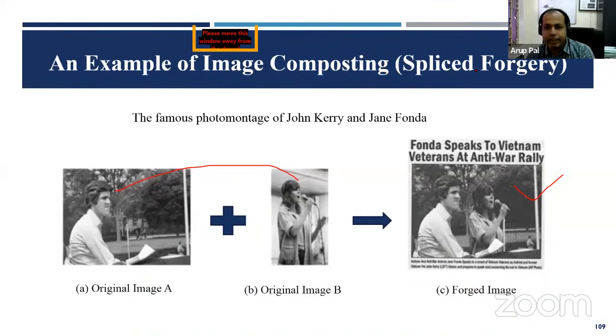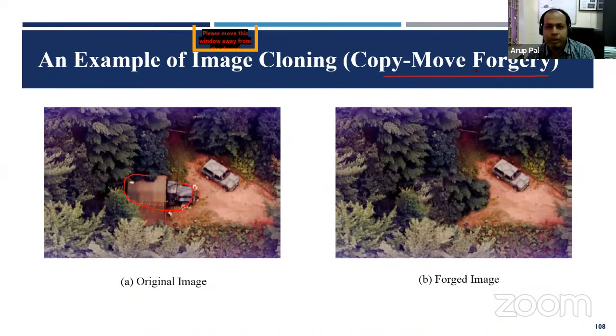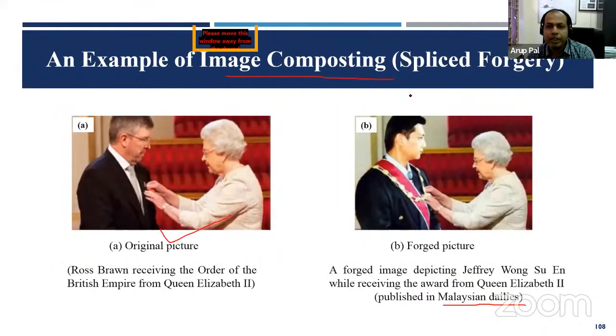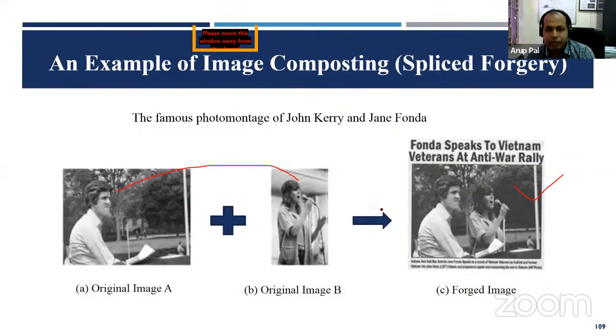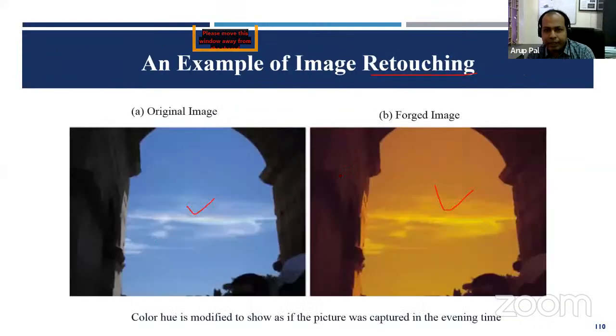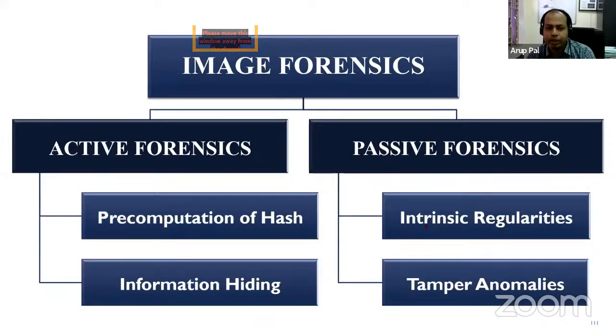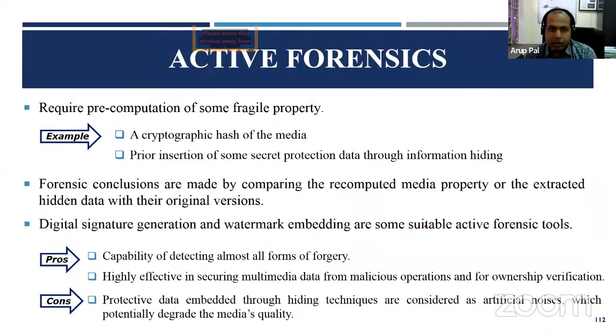So that means there are three types of forgery possible. One is called the copy move forgery. One is called image compositing, that means you can composite. This is quite challenging, as two different contents are clubbed together. And this is image retouching in this particular process.